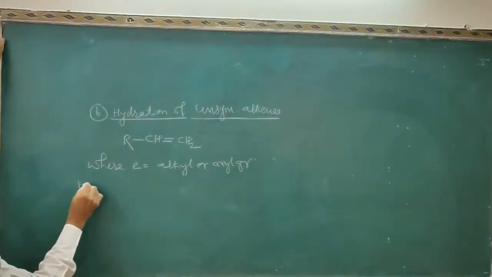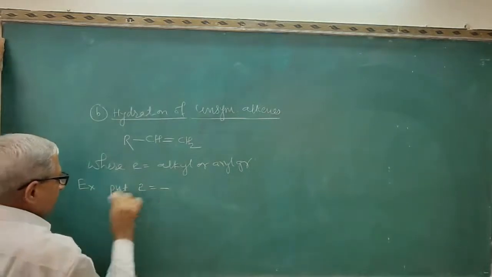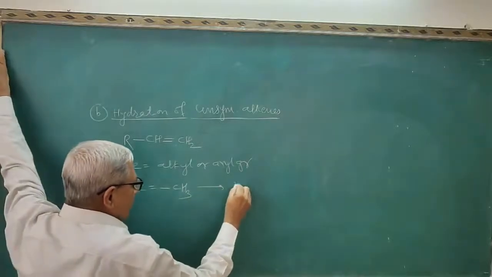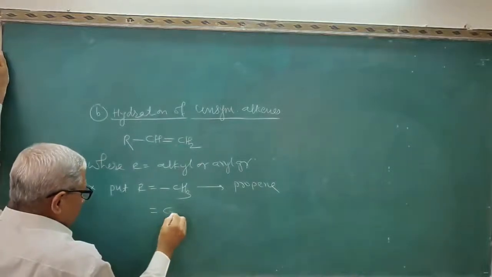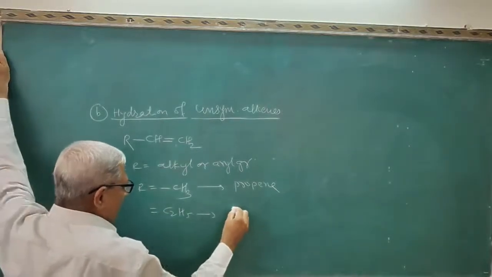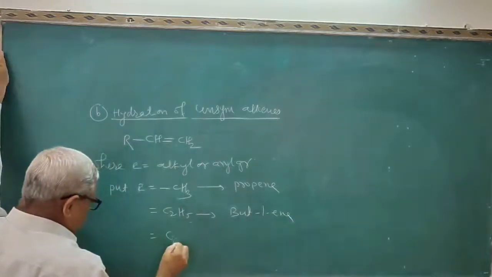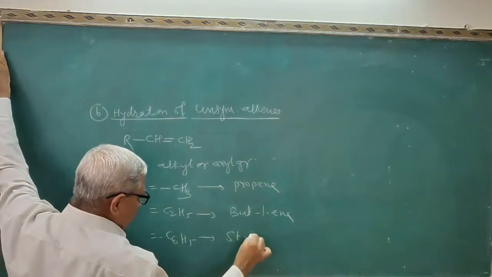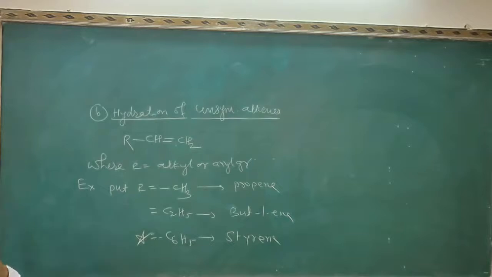Now see the examples here. Put R equal to CH3. What will you get here? You will get propene. Put R equal to C2H5. What will you get here? You will get but-1-ene. Put R equal to C6H5. What will you get here? You will get styrene. This example is a very important example. So I will take here the three examples.